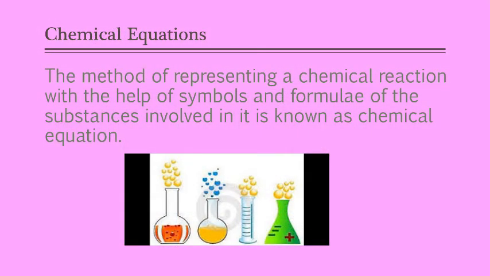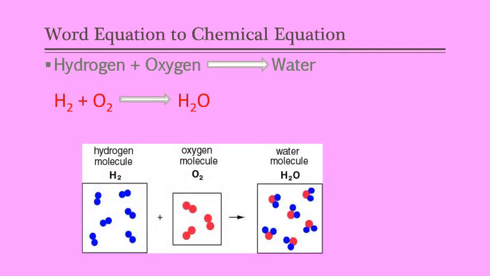The method of representing a chemical reaction with the help of symbols and formulae of the substances involved in it is known as a chemical equation. Word equation to chemical equation. When we write an equation like this, hydrogen plus oxygen gives water, this is known as a word equation. Now we will discuss how to convert this word equation into a chemical equation.